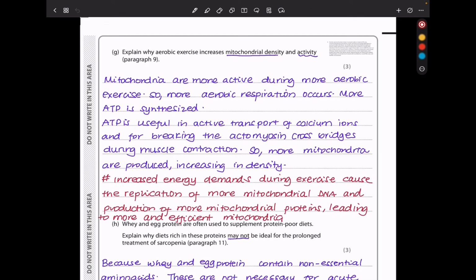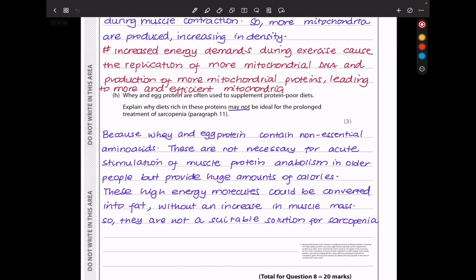As I said, mitochondria are more active during more aerobic respiration, meaning their efficiency is improved, so more aerobic respiration occurs and more ATP is synthesized. ATP is useful in active transport of calcium ions and for breaking the actomyosin cross bridges during muscle contraction, so more mitochondria are produced, increasing the density. This means activity is going to increase and the density increases.